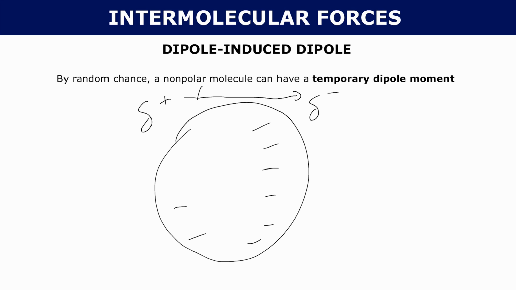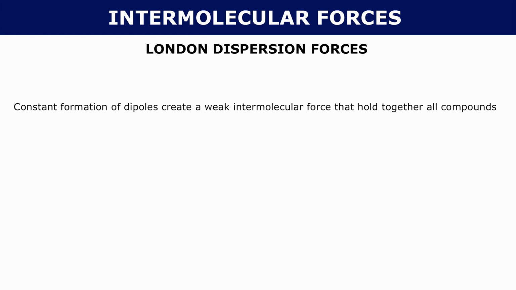For a split second, the nonpolar compound has turned into a dipole, and the fact that it's a dipole is going to cause more dipole-induced dipole. So this dipole is going to cause other nonpolar compounds around it to turn into a dipole, and you have a bunch of these dipoles forming, and it's for a split second of time. That is exactly what we call a London dispersion force. It's the constant formation of these dipoles to create a weak intermolecular force that holds together all compounds. And remember, this is all by random chance. By random chance, the electrons can move to one side as opposed to another.